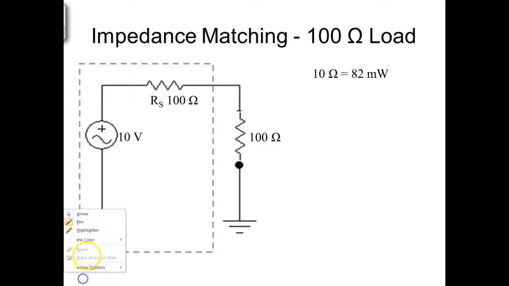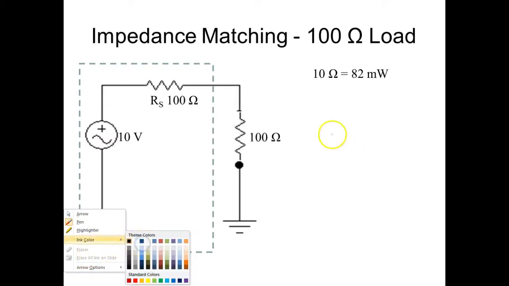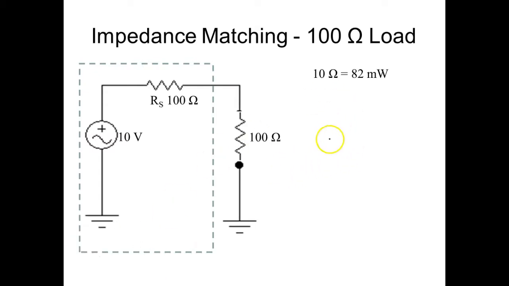So here I'm going to say 100 over 200, and we can do this in our head, right? Times 10. So that's 5 volts. I'm going to take 5 squared and divide that by 100, and what's the power? 250 milli. So right off the bat, you know the 10 ohm is wrong. At the 100 ohm, I got 250 milliwatts. At the 10 ohm, I got 82 milliwatts.